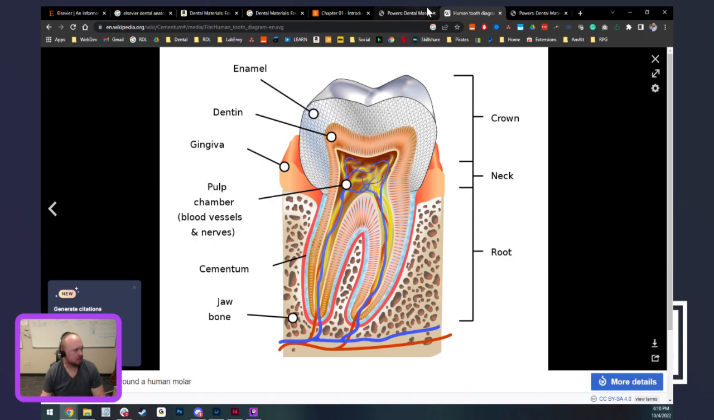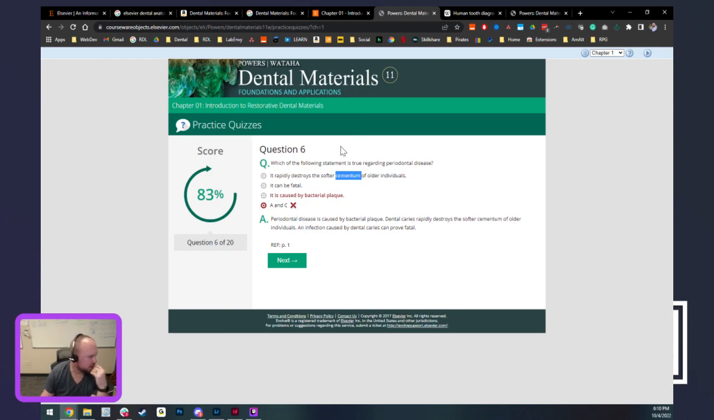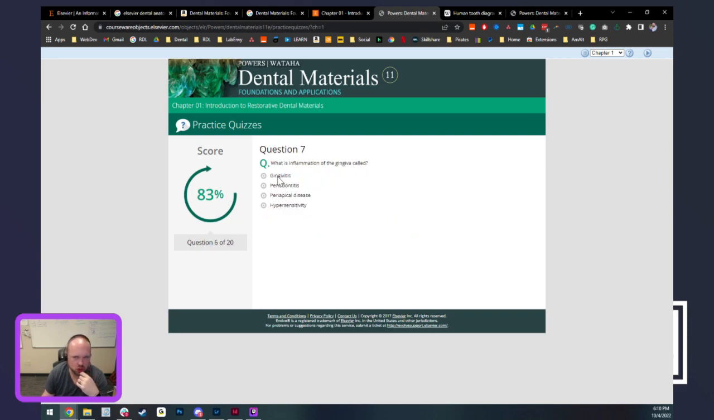And so periodontal disease, going back to our thing, because I'm not flaking here. Which of the following statements is true regarding periodontal disease? It rapidly destroys the softer cementum of older individuals. Okay, cool. All right. What is inflammation of the gingiva called? Gingivitis.